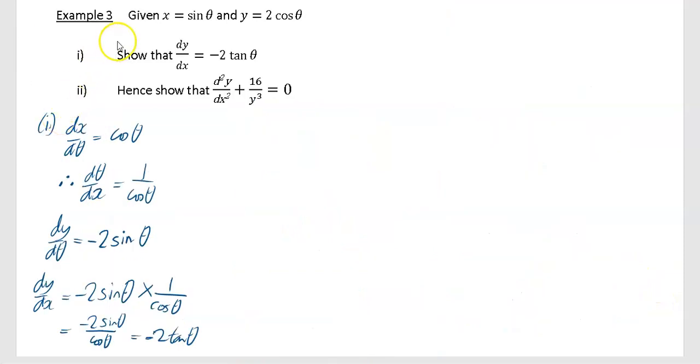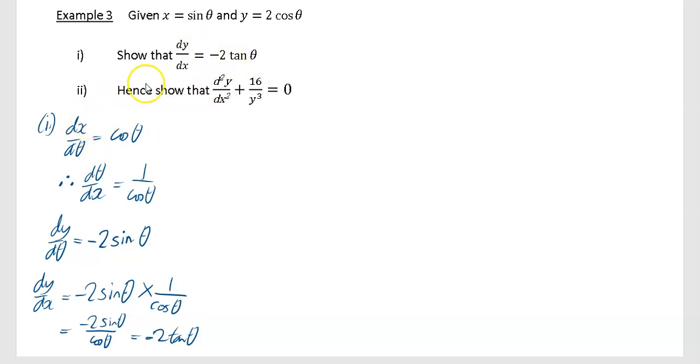Okay, the last example for us to do for this differentiation section says given that x is equal to sine theta and y is equal to 2 cos theta, and part 1 I've just done out so far, it says show that dy by dx is equal to minus 2 tan theta.